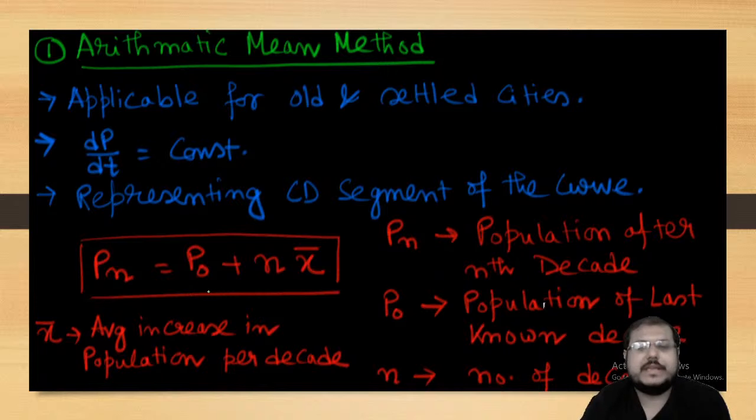The equation is defined by Pn equals P naught plus n x bar, where Pn is the population after nth decade, P naught is the population of the last known decade, and n is the number of decades. X bar is the average increase in population per decade.